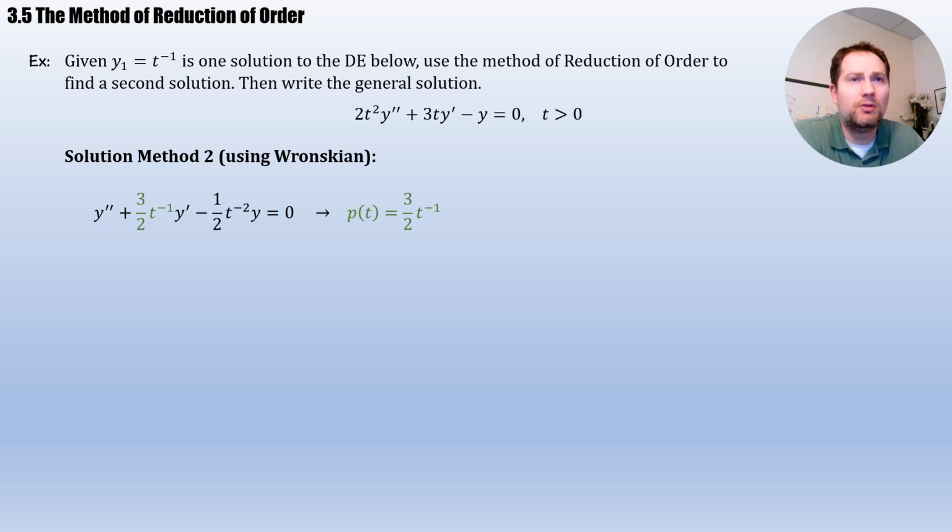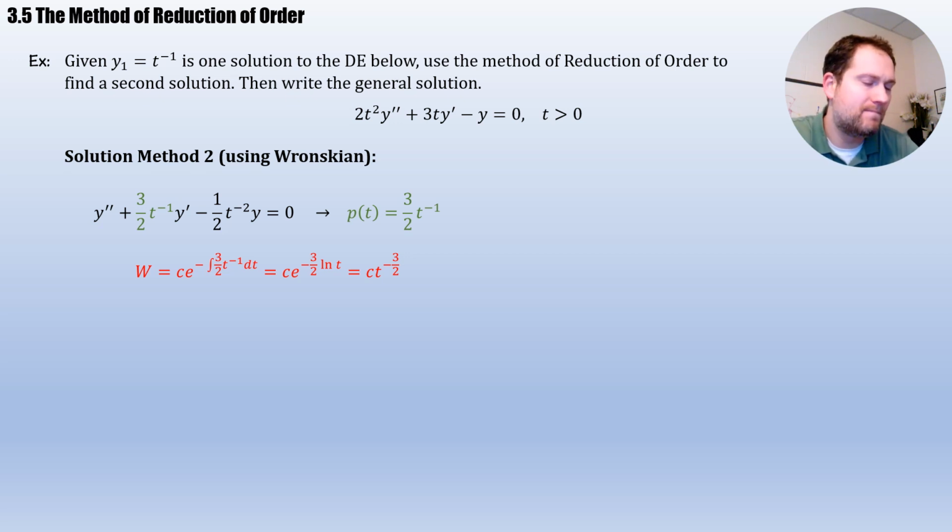So the first thing we're going to do, we're solving the same equation we just did. So we got p of t is 3/2 t to the negative first. And now I'm going to use the formula from yesterday that we learned for the Wronskian, Abel's formula. So here we go. The Wronskian is apparently C e to the negative integral of p of t dt. So here I go. C t to the negative 3/2 is what we get.